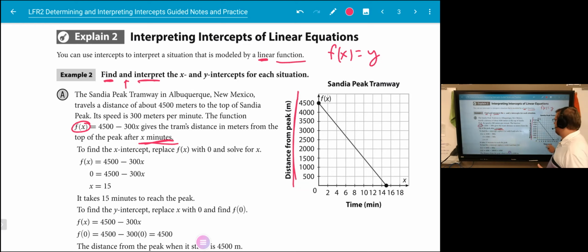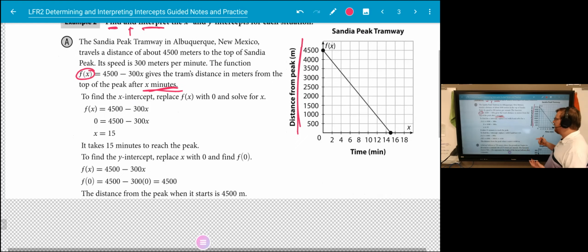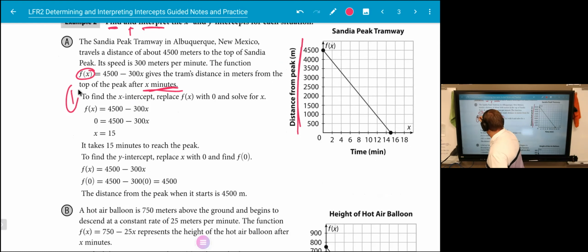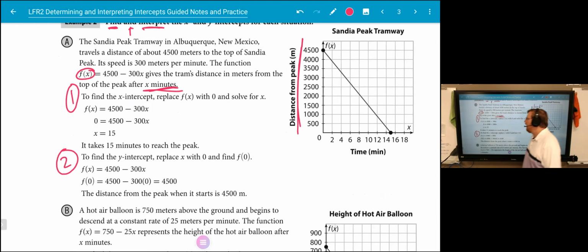Let's take a look at this business here. To find the x-intercept, step 1 and step 2: find and interpret. We're going to find it first. To find the x-intercept, replace f of x or y with 0 and solve for x. So we got 0 equals 4,500 minus 300x. However you want to do it, you could add 300x to both sides, then divide by 300, or you subtract 4,500 and divide by negative 300. Either way, you're going to get 15.